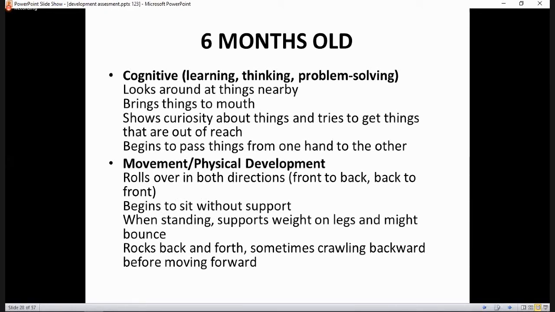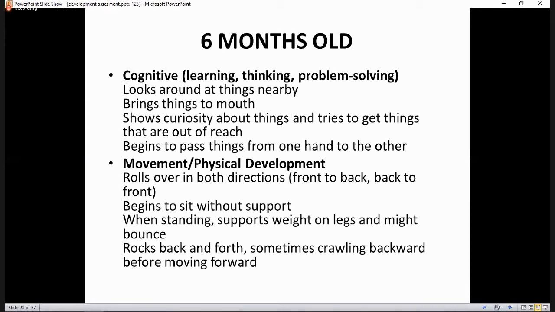In cognition, looks around at things nearby. Brings things to mouth. Shows curiosity about things and tries to get things that are out of reach, and begins to pass things from one hand to another. This is a 6-month-old child.